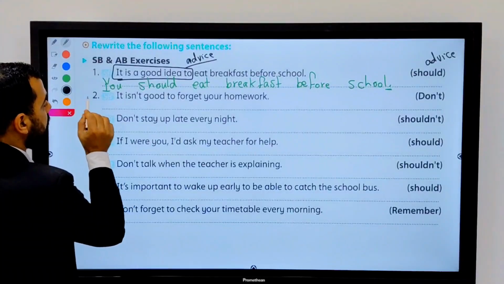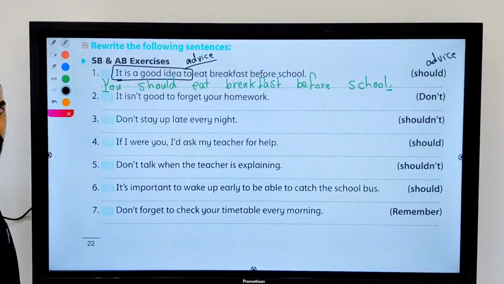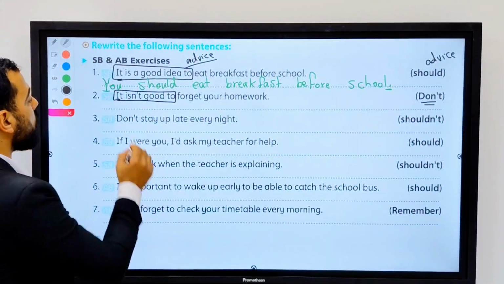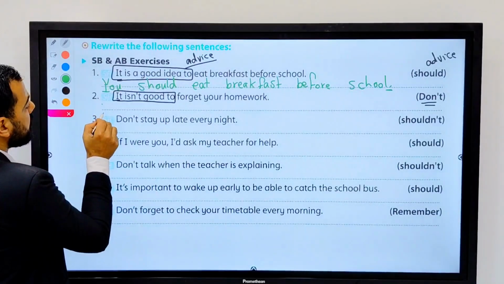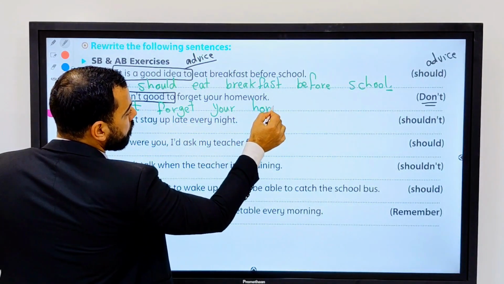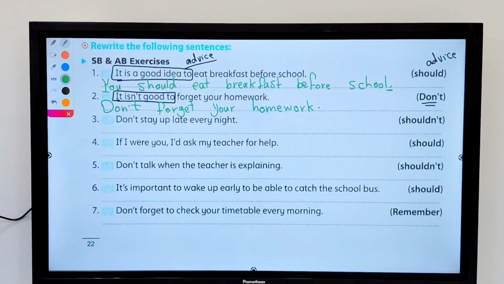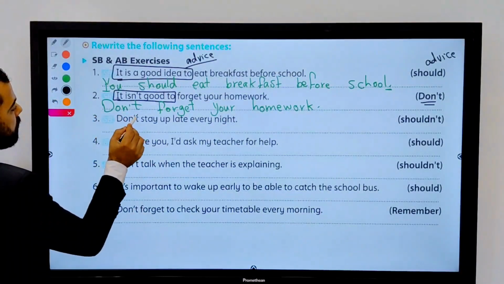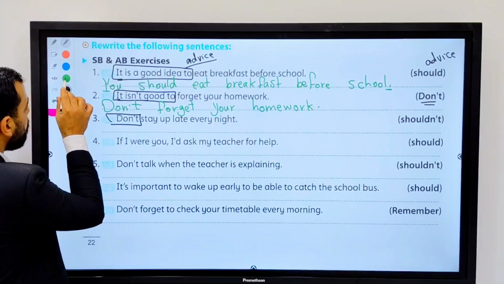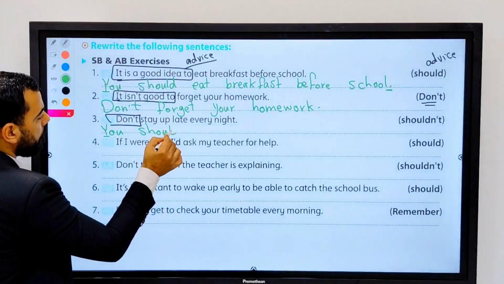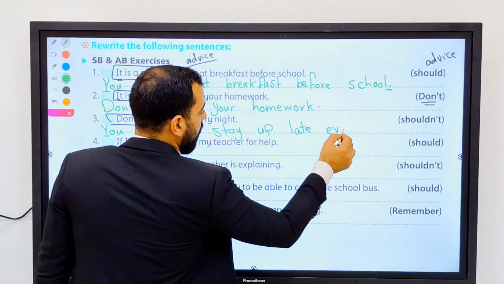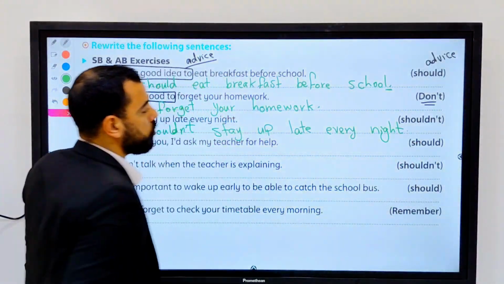It isn't good to forget your homework. We use it isn't good to give advice, and we use the imperative to give advice. So we replace it isn't good with don't. So the answer is don't forget your homework. Don't stay up late every night. We use don't to give advice, and we use shouldn't to give advice. So you shouldn't stay up late every night.